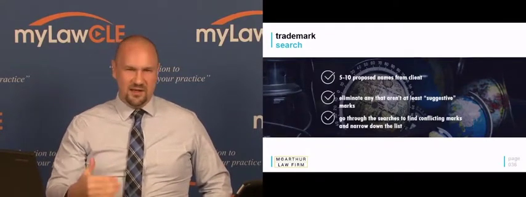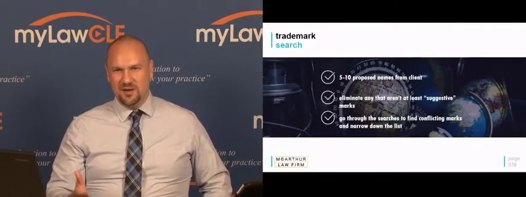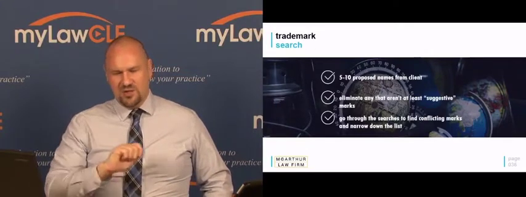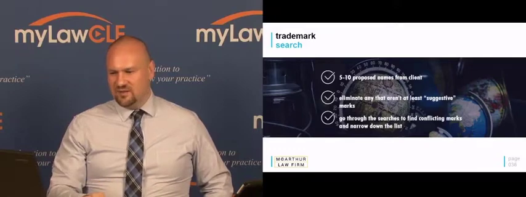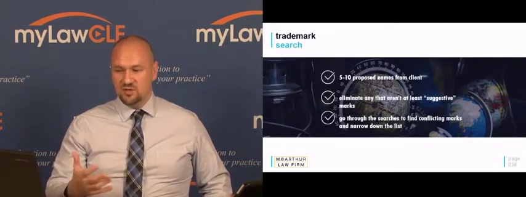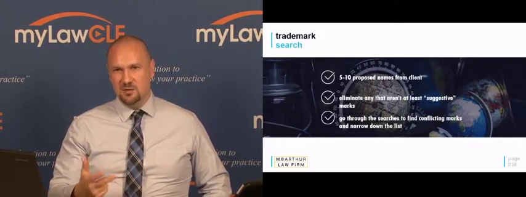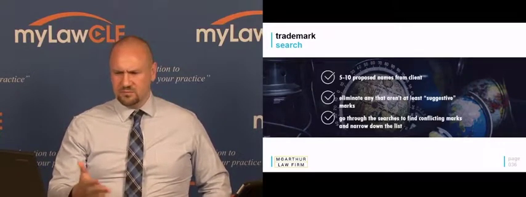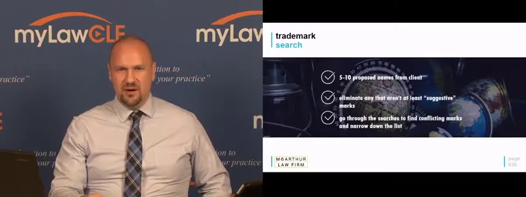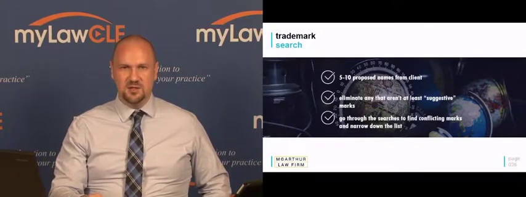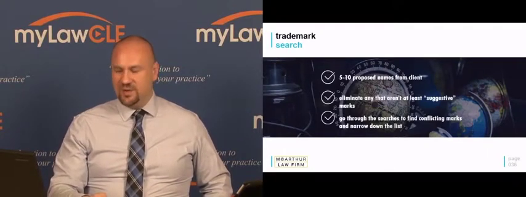And then the ones that are left over, this is called a knockout search, by the way. That's what they call it, because you're knocking out the potential conflicts. Then go through and do those searches that I just talked about in the last slide. Search the USPTO, search the EU, search Google, and try and find conflicting marks that are out there, and narrow down the list to 1 or 2, and report back to your client.